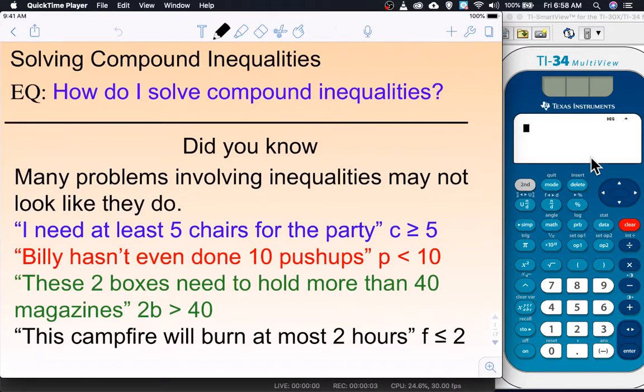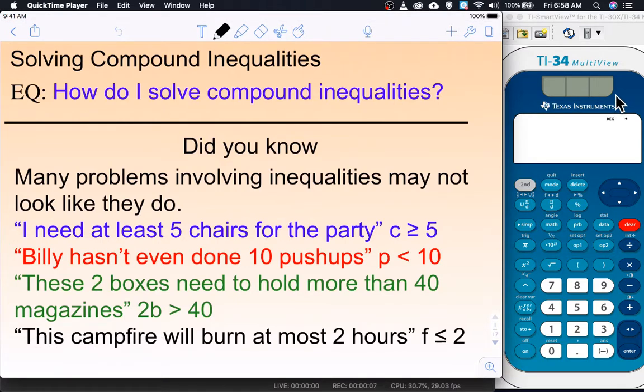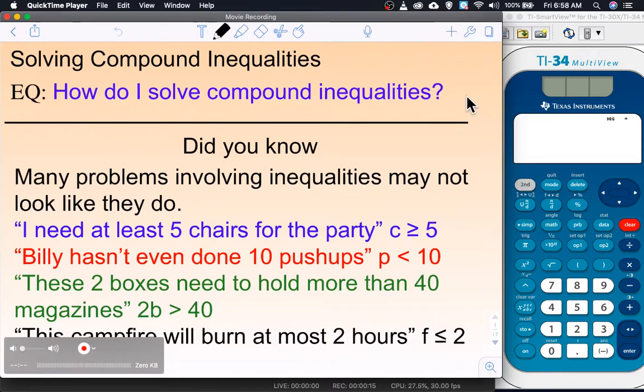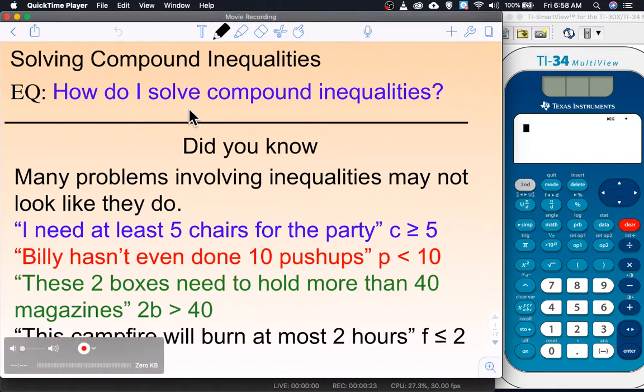Hello, and welcome to this lesson on solving compound inequalities. So this is the next step of inequalities, past multi-step inequalities. It's really not that terribly hard, to be honest with you. It's going to be a lot of the same stuff. So how do I solve compound inequalities? Pretty basic, straightforward, and essential question.